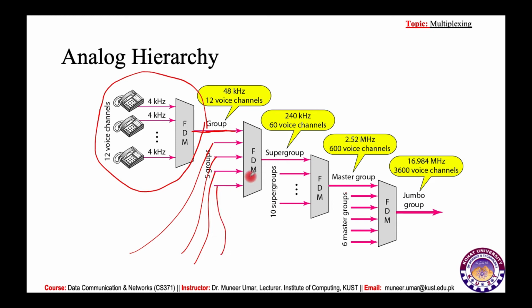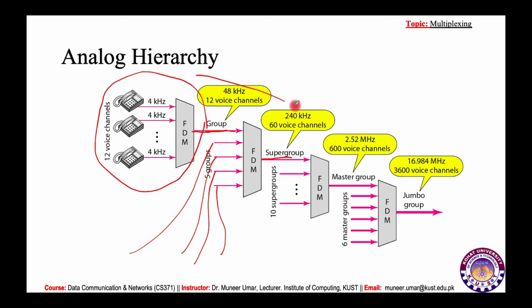After that, these will be connected to this FDM, each having 48 kilohertz, and all these would be combined to form a 240 kilohertz channel. And after that, in hierarchy, we will have a third FDM and so on.